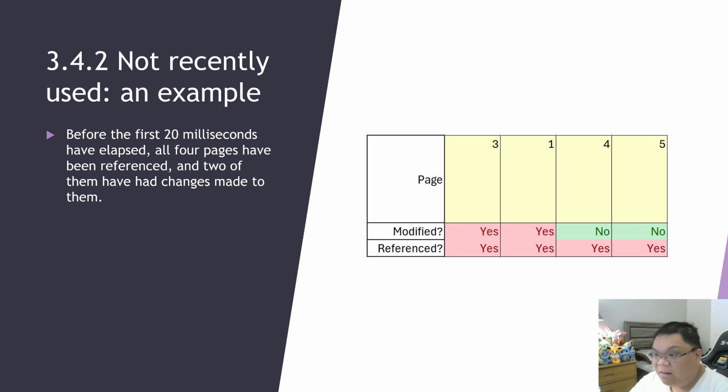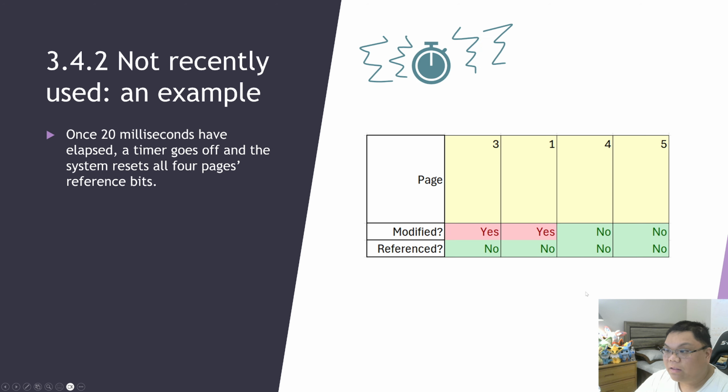milliseconds have elapsed, all 4 pages will have been referenced, and 2 of them will have had changes made to them. So we see that pages 3 and 1 have been modified, and all 4 pages have been read. Remember, the reference bit asks the question, has this page been referenced? That is a read or a write. Modified denotes whether a page has been changed. So have we read any of these pages? Yes, we have. Have we written to any of these pages? Yes, we have. Pages 3 and 1.